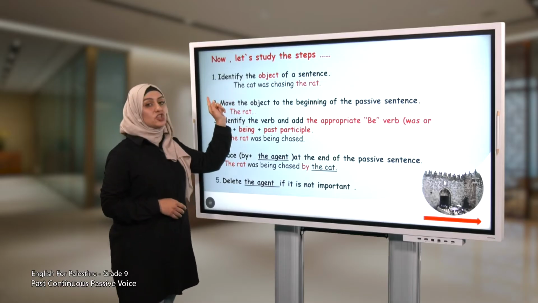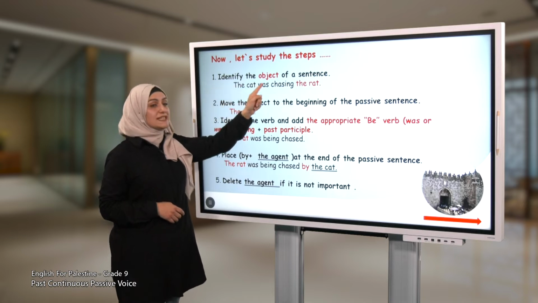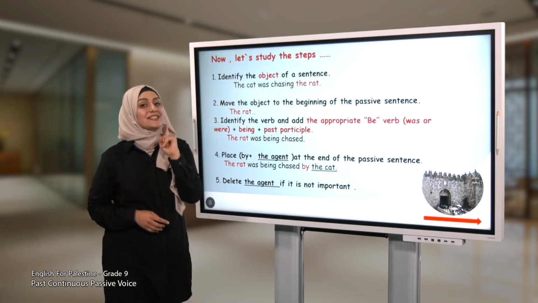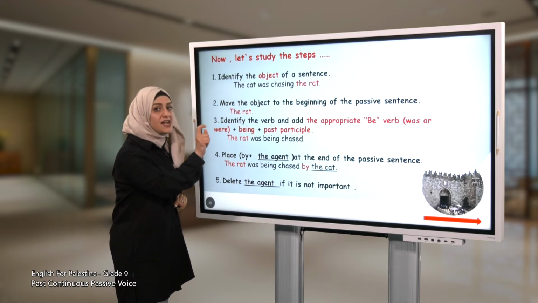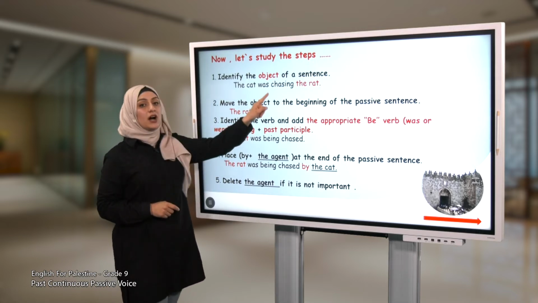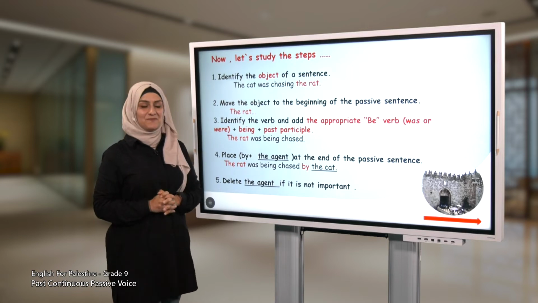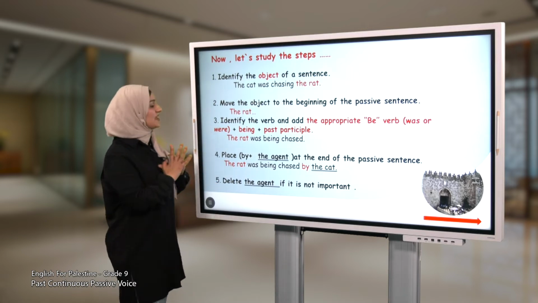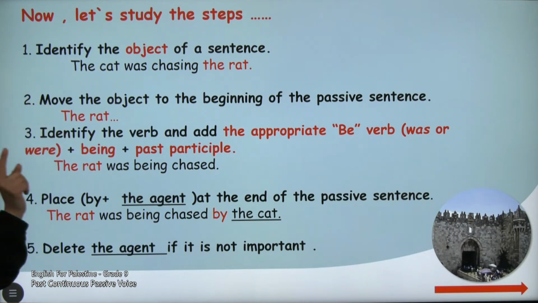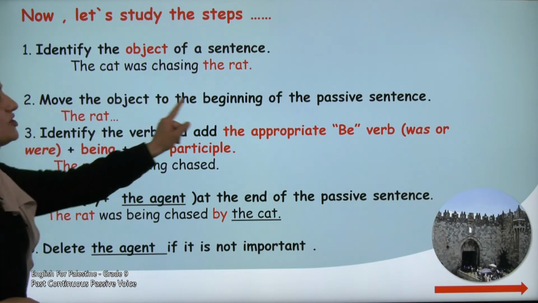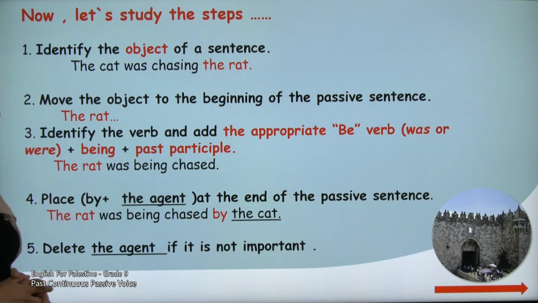What was the cat chasing? The cat was chasing the rat. So the first step that you need to do is to underline or identify the object of the sentence. After that, we start the new sentence with a capital letter, the rat, with the object. And then we move the object to the beginning of the passive sentence.